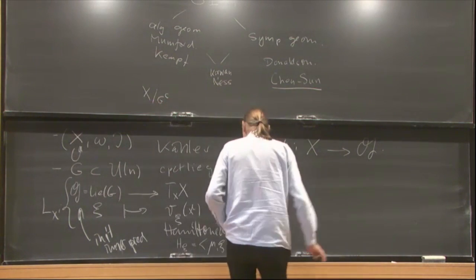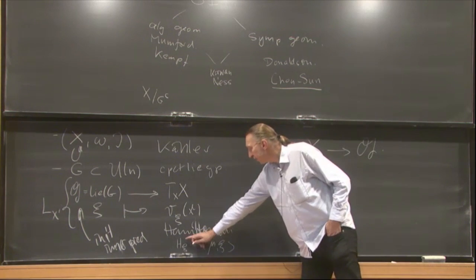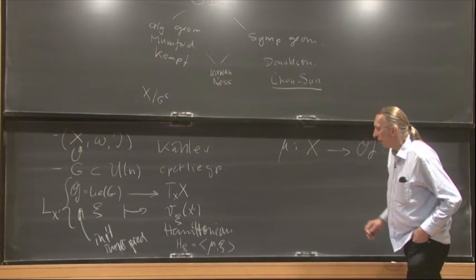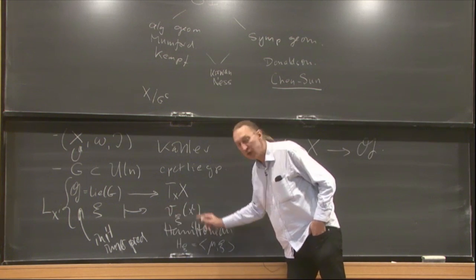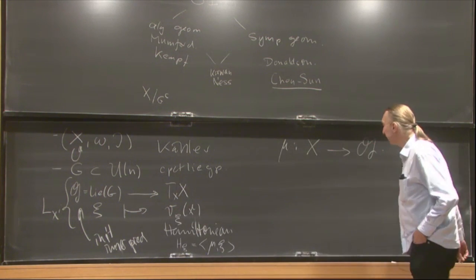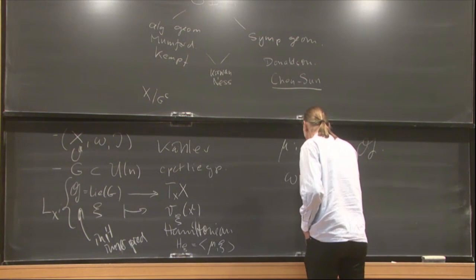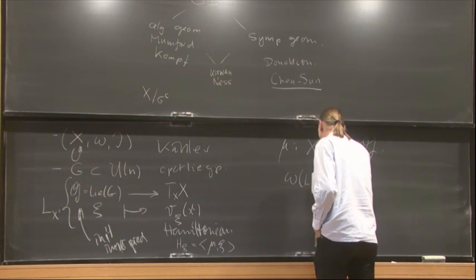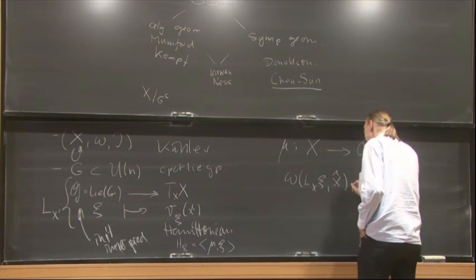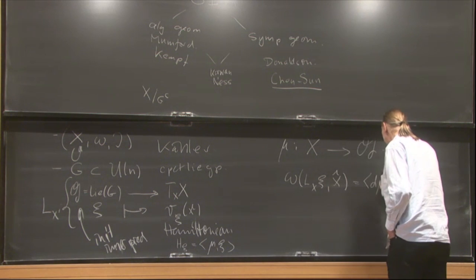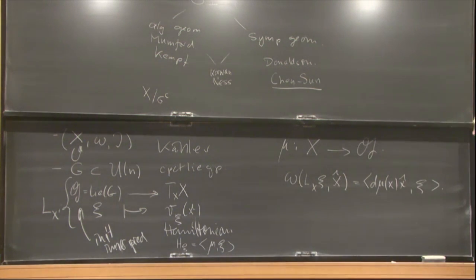So the Hamiltonian condition means that the derivative of this function is the same as the one-form that I get by contracting this vector field with omega, and that can be translated into the formula that omega of Lx psi, that's our vector field, with some other vector x hat, is just the derivative of our function, and the inner product with psi.